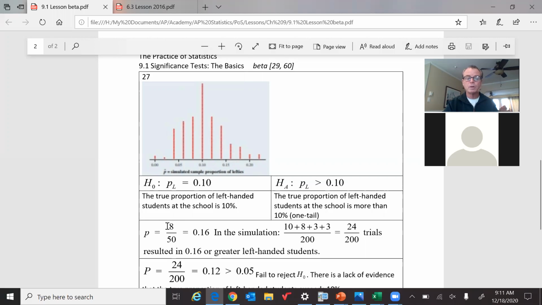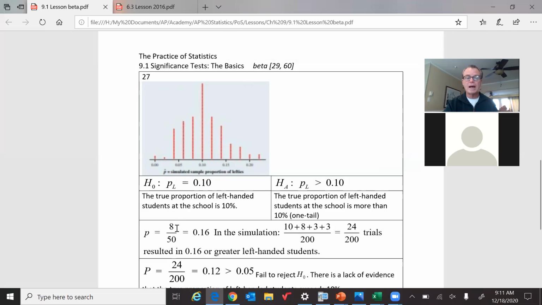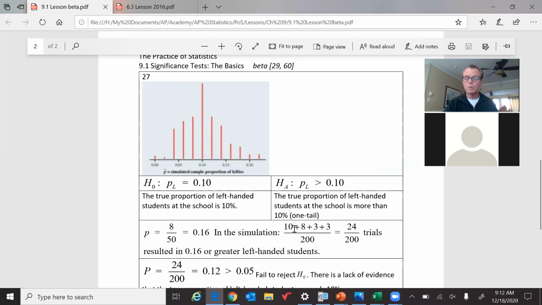So what happened? 8 times here, or 8 out of 50, 16%. How often did it happen? 24 times. Where are we getting this? The height of the dots above. 16% and everything to the right of that. So here's 10 dots. Here's 8 dots, 3 and 3. So that's 24 of 200 trials that resulted in getting 16% or more left-handers out of 50, because that's what you got in your observation.